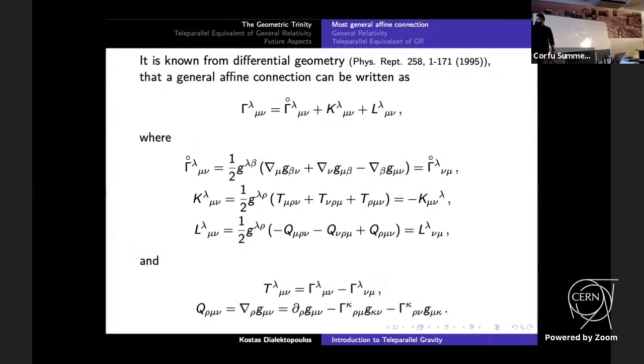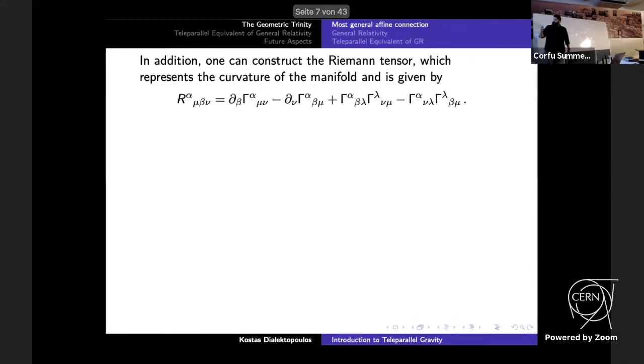The torsion is given by the antisymmetric part of the general connection. And of course, the non-metricity tensor is known as the covariant derivative of the metric. Another property of the connection is, as you know, the curvature of the spacetime.